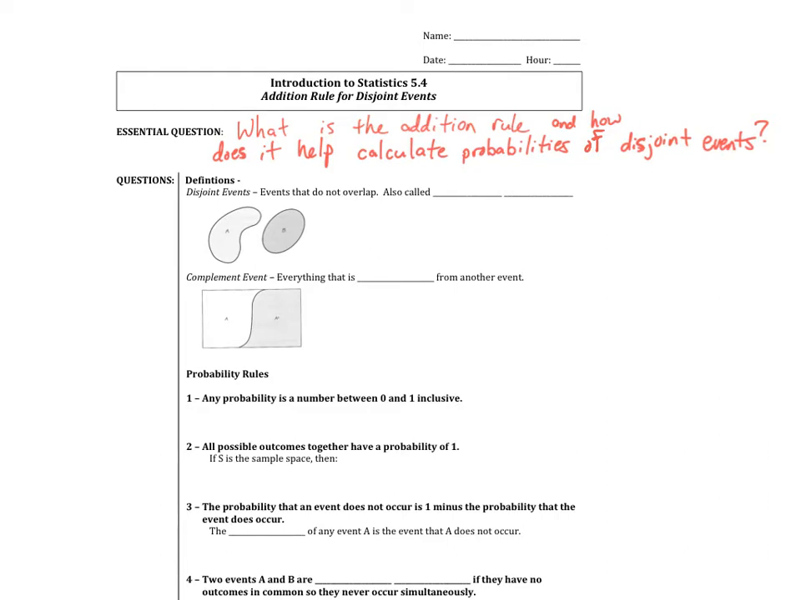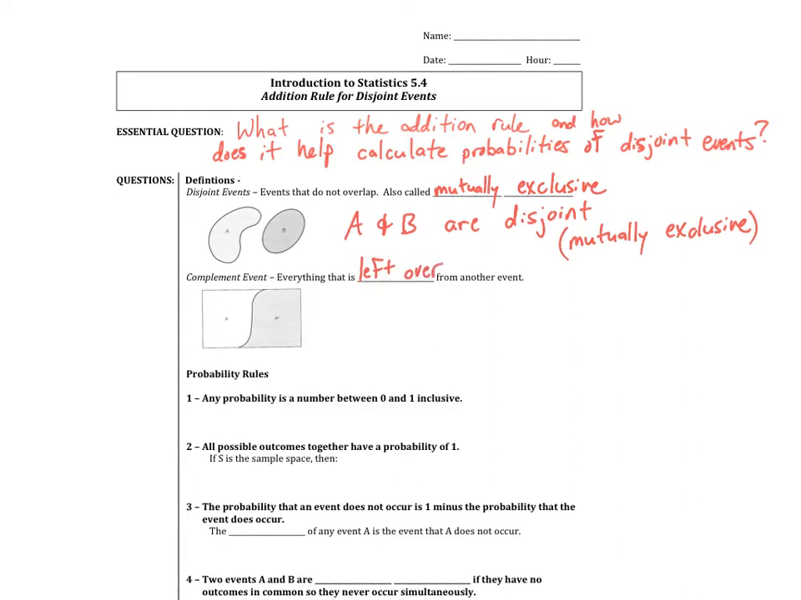All right, so a couple definitions. Disjoint events are events that do not overlap. They're also called mutually exclusive. So like in here we would say A and B are disjoint, which can also be called mutually exclusive. Okay, and a complement event is everything that is left over from another event.